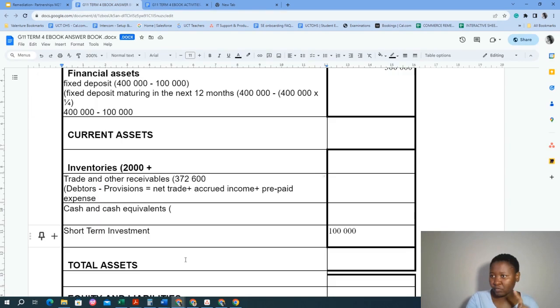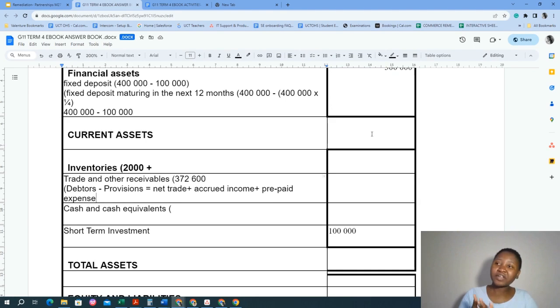So we close it off and then we move on to getting the total assets. Before we go into the total assets, you add all these things here: your inventories, your trade and other receivables, your cash and cash equivalents, and your short-term investments. You add all this and you get the total there as current assets.